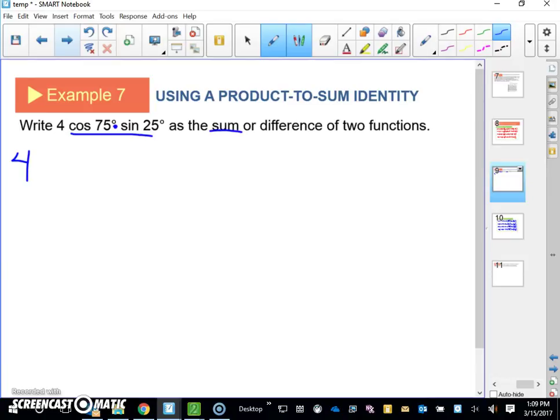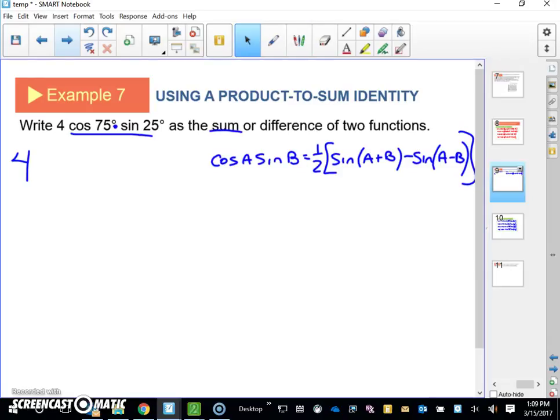Cosine 75 times sine 75. So you have cosine times sine. So you look at one that says cosine A sine B equals 1/2 times the quantity sine A plus B minus sine A minus B. So we would be looking for that expression, and hopefully it's obvious that A is 75 and B is 25.